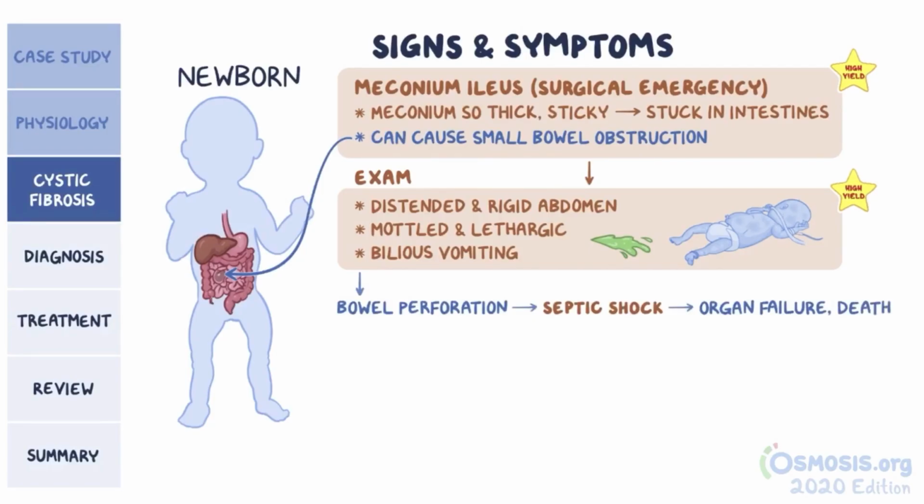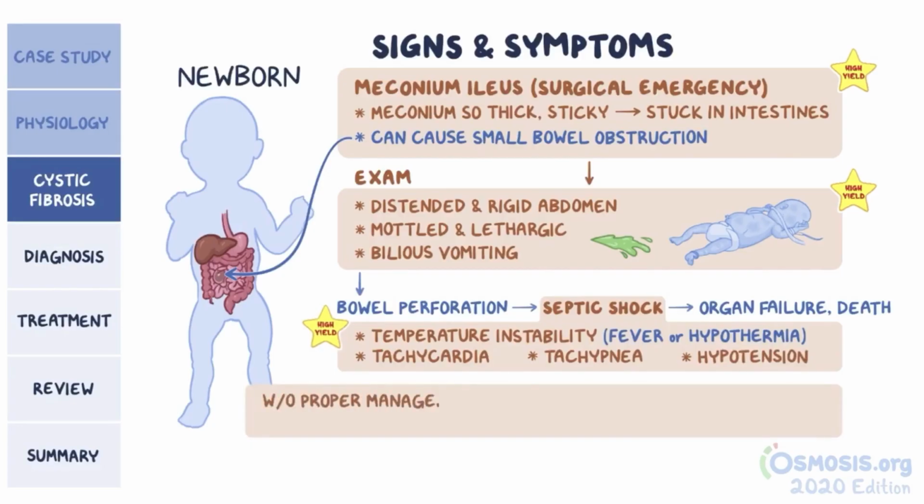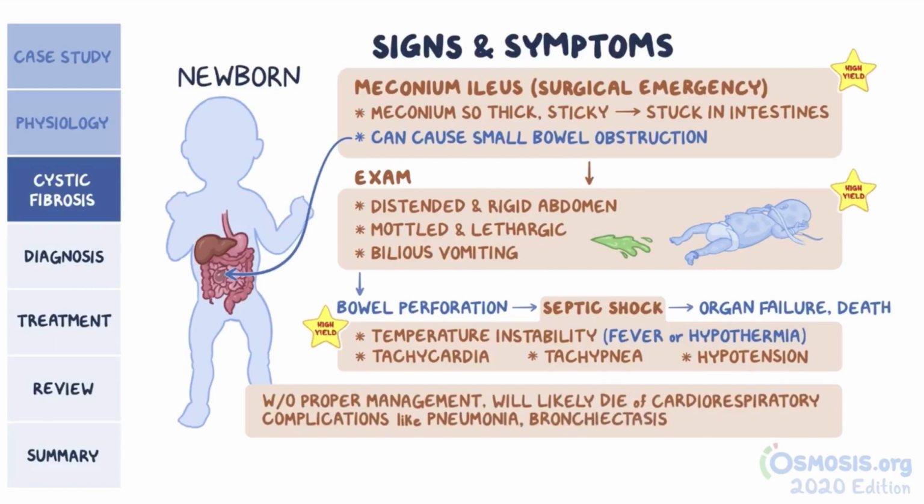If bowel perforation happens, it can lead to septic shock, which can ultimately cause organ failure and death. If a baby is septic, the vital signs might show temperature instability, either a fever or hypothermia, tachycardia, tachypnea, and hypotension. Something to keep in mind is if a newborn survives meconium ileus, without proper management, they'll most likely die of cardiorespiratory complications, like pneumonia or bronchiectasis, which accounts for more than 80% of deaths due to CF.